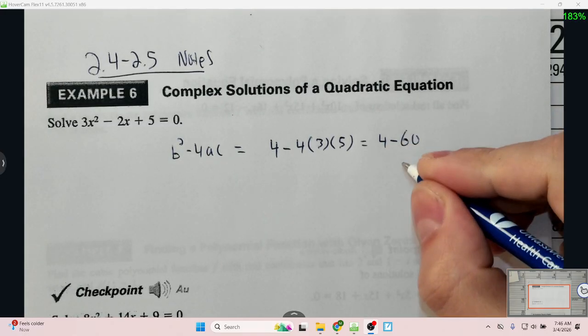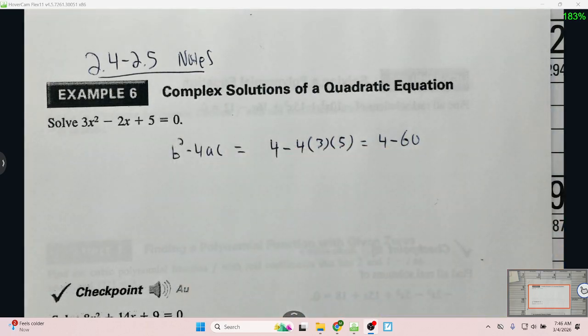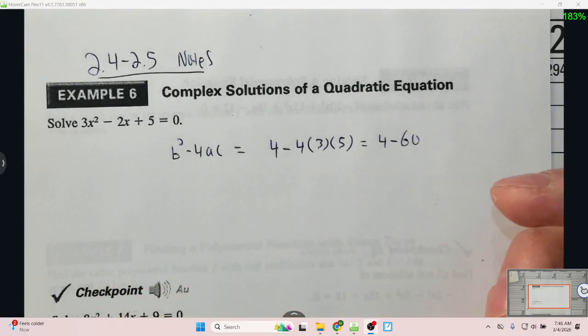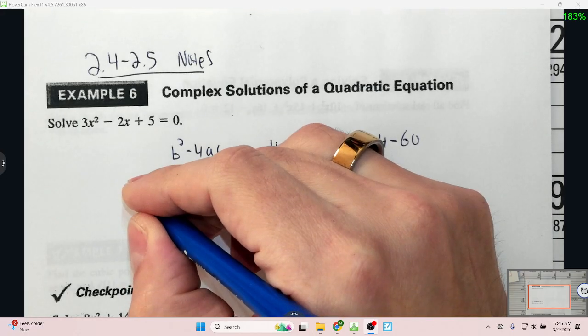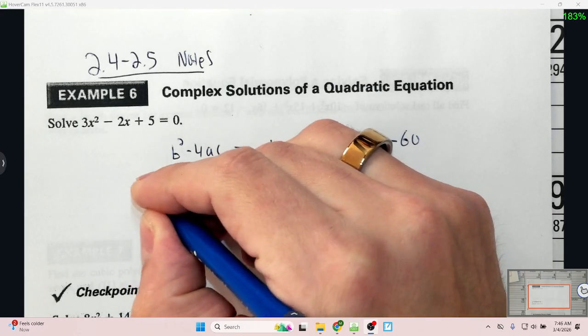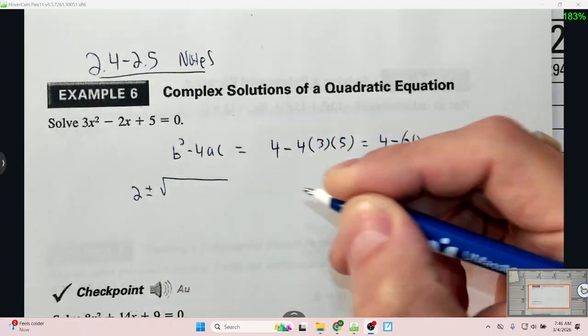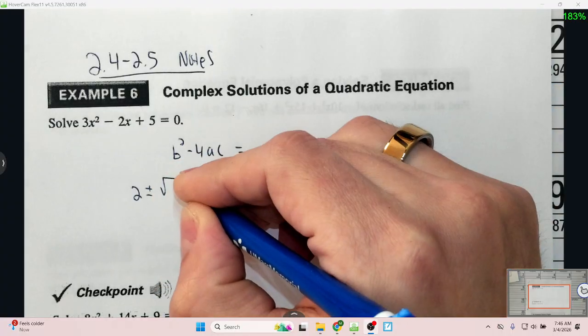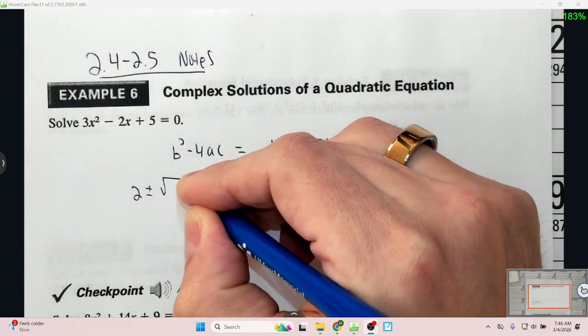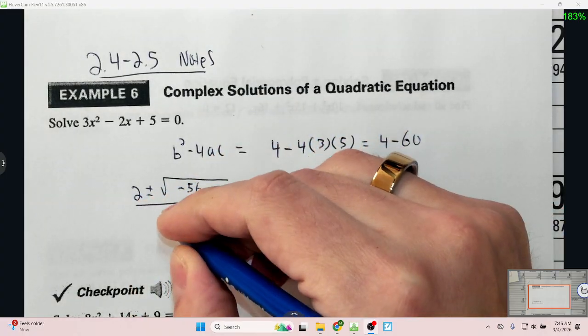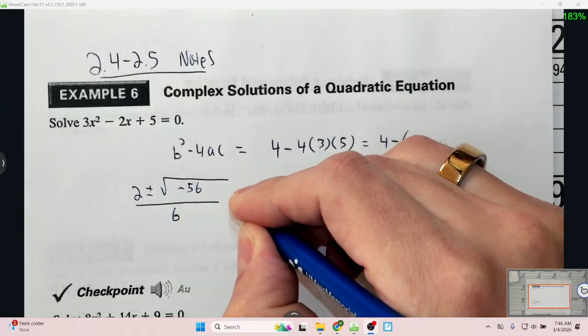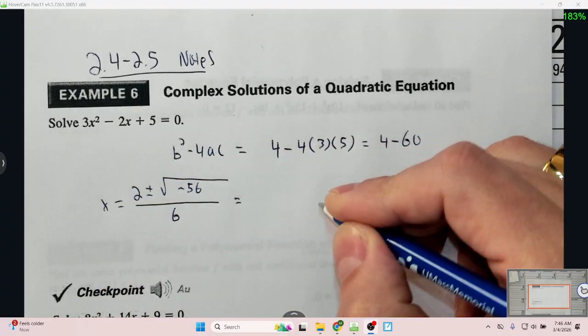So if this is going to come out negative, this was actually under the square root of the quadratic formula, right? So if this comes out negative, this is probably going to be an imaginary solution. So I know right away that this is a quadratic and I have to use the quadratic formula. So I'm going to use negative b plus or minus the square root of b squared minus 4ac, which we already just did. It's negative 56, all over 2a. So that's what x is going to equal.